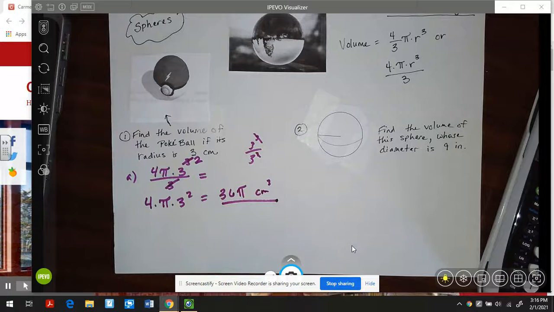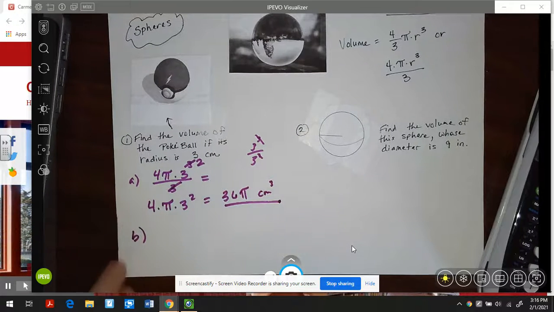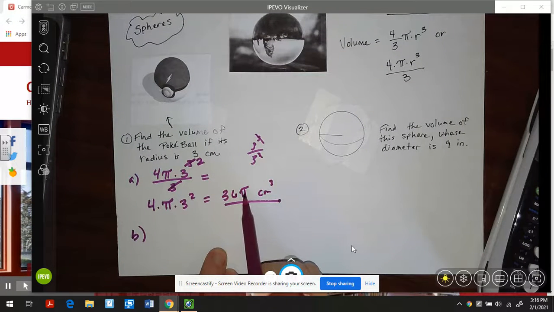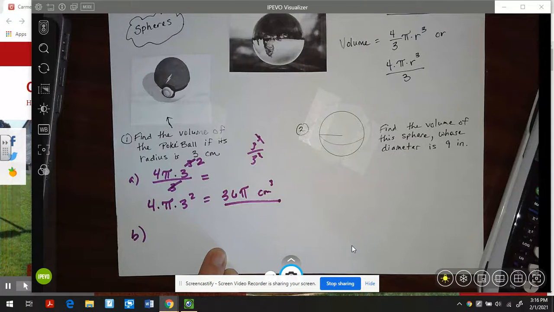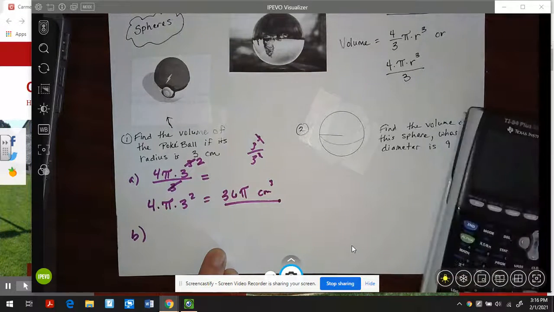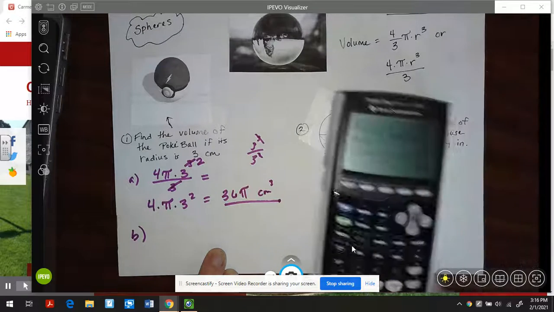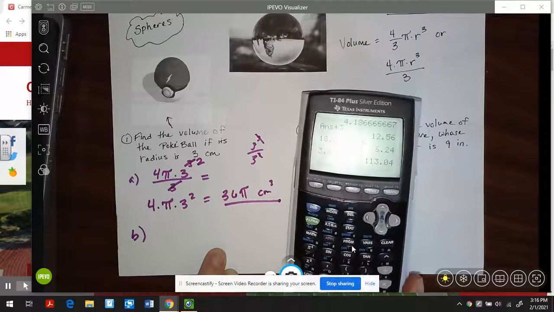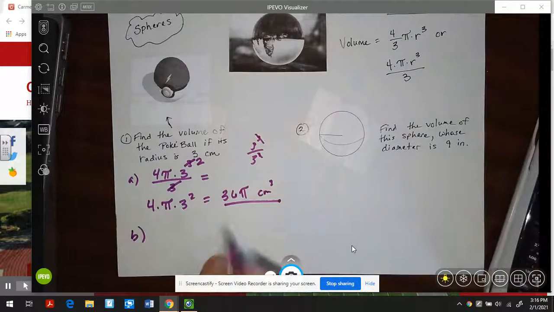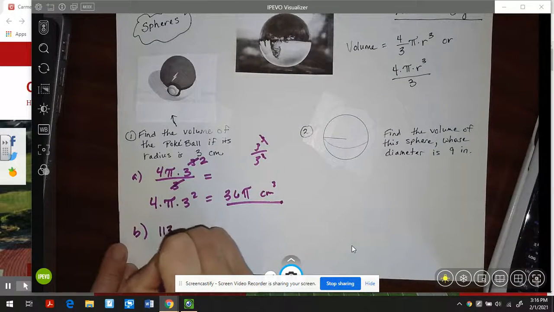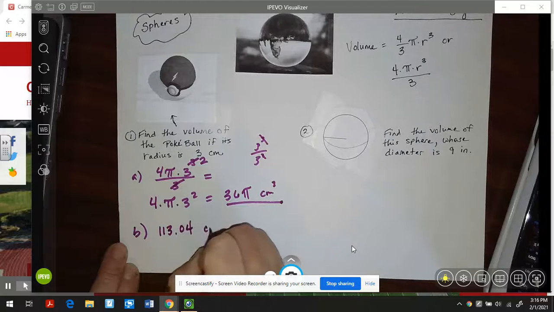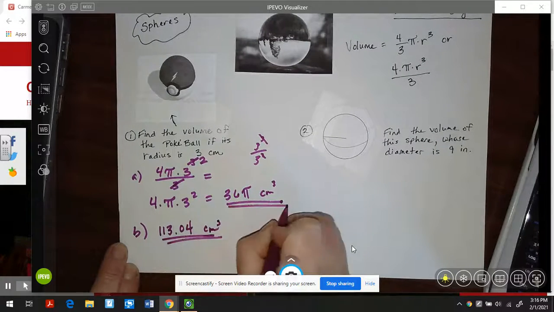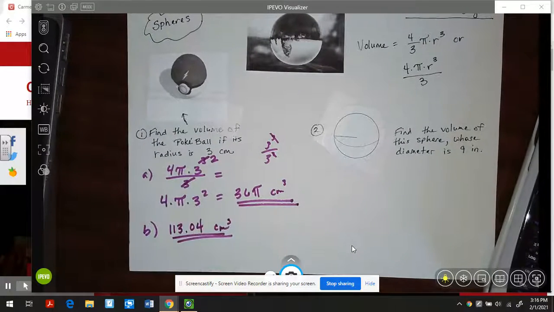I would now like to get that answer as a decimal. So multiplying 3.14 times 36. Turning on the calculator first is muy importante. And it's 113.04. So there are our 2 answers for the volume of that Pokeball.